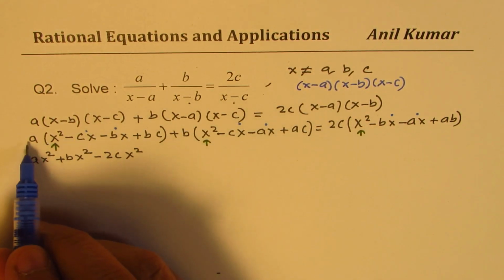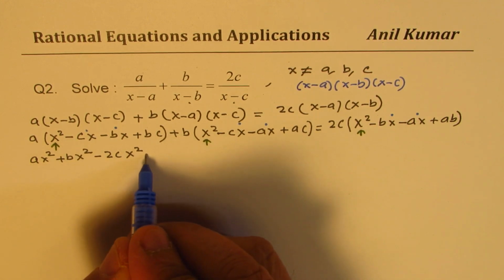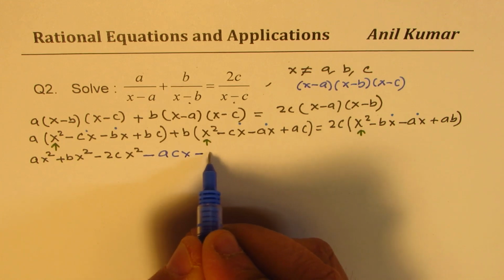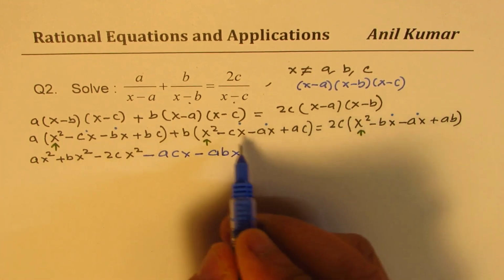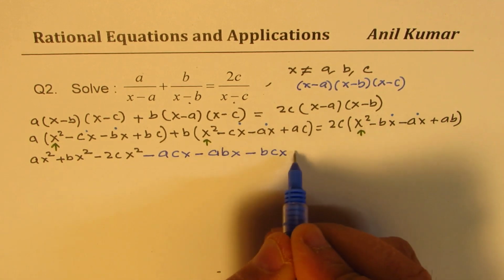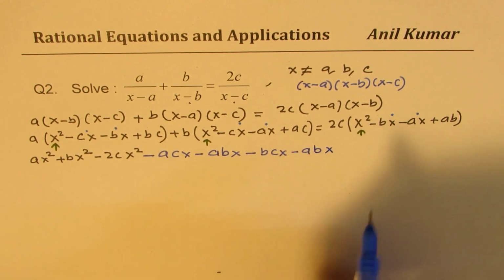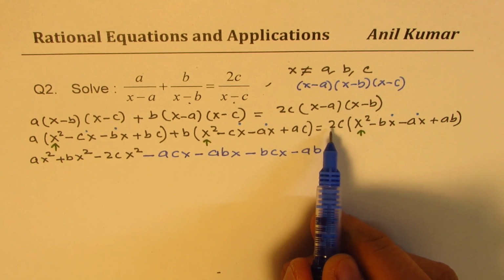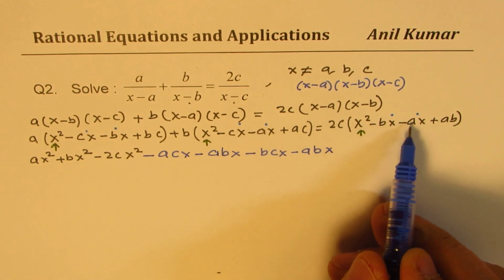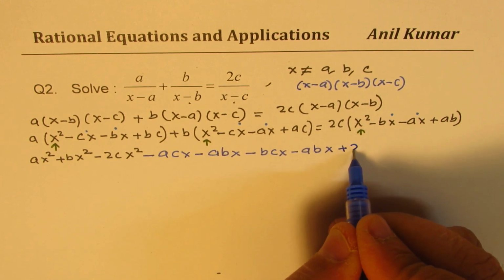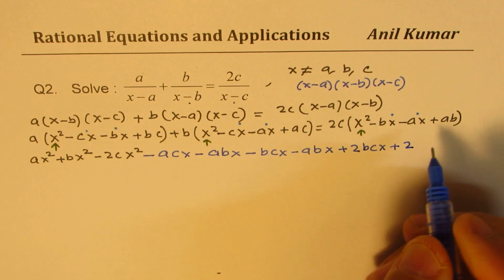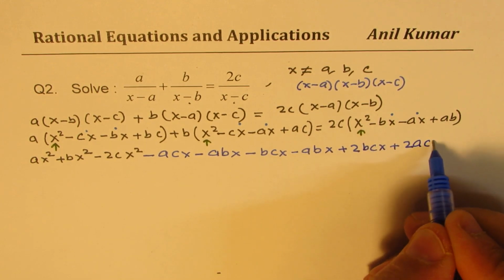Okay. So a times, when you multiply, I get minus acx. Here I get minus abx. Correct? In this case, I get minus bcx, minus abx. Now these terms will get multiplied by 2c. And when they come to the left side, the sign will be positive. So it will be plus 2bcx plus 2acx.